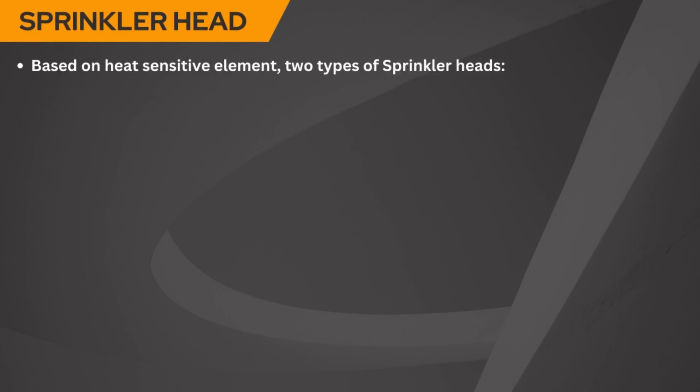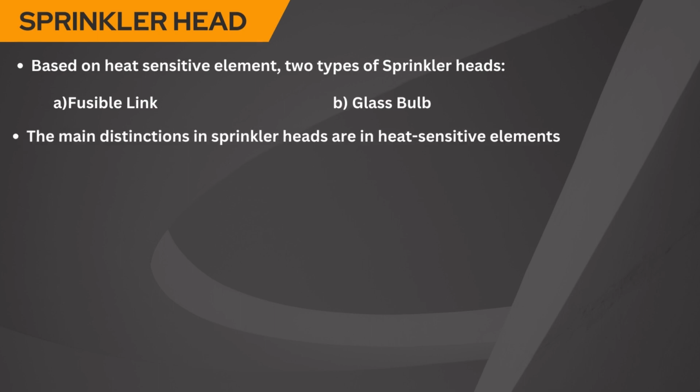Based on the heat sensitive element, there are two types of sprinkler heads commercially available. One is the fusible link, and the other is the glass bulb type. The main distinction in sprinkler heads is in the heat sensitive element.